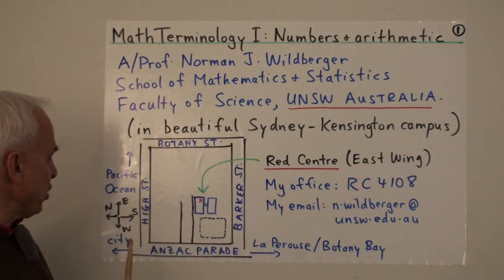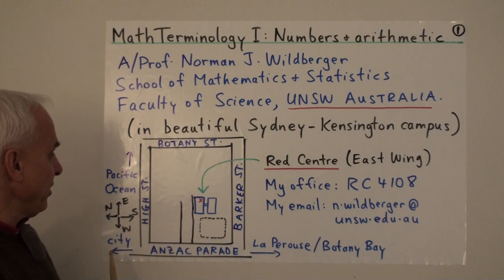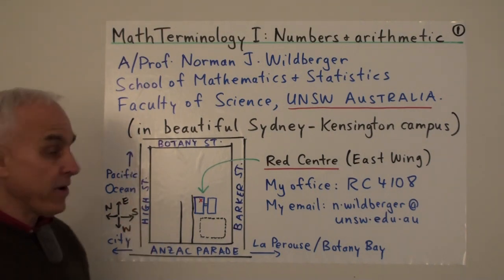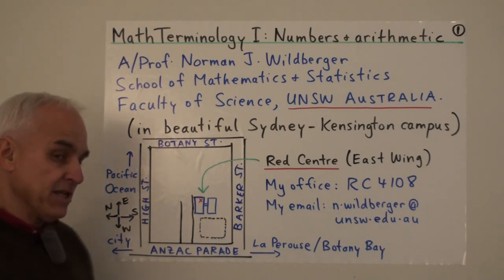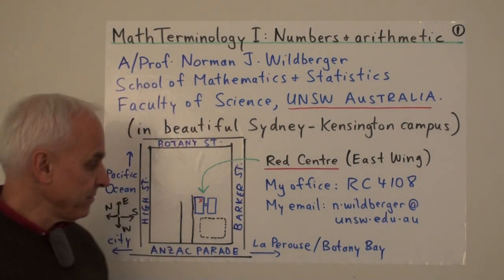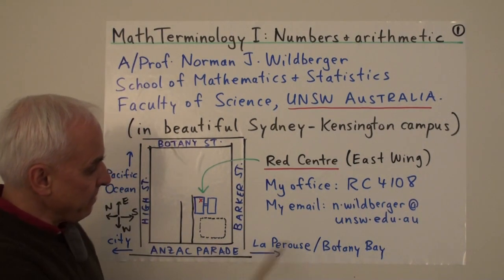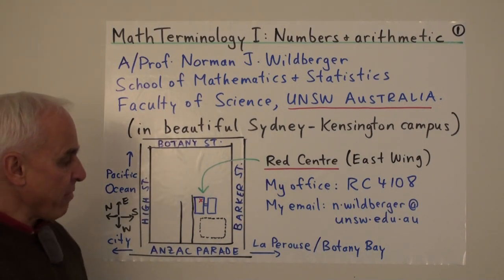In terms of orientation, this is north in this direction. The Pacific Ocean is east in this direction, probably about 40 minutes walk. The city downtown is in this direction, about a 20-minute bus ride. And about a 10 or 15-minute bus ride in this direction, you get to La Perouse and Botany Bay.